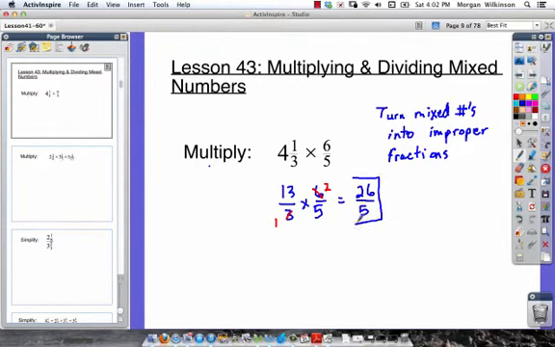You do not need to change it back to a mixed number. You don't need to change it to a decimal. Leave it as an improper fraction. We've got an improper fraction to start with, so it's just fine to end with it. And we're all done with our first problem.